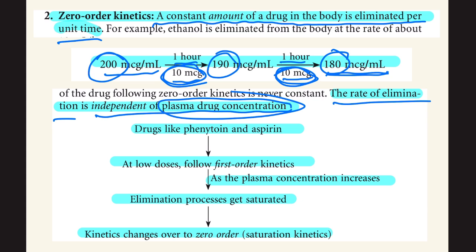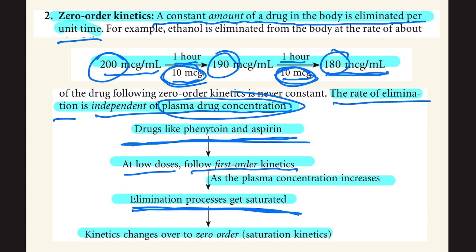Now drugs like phenytoin and aspirin at low doses follow first order kinetics, that is, a constant fraction of the drug is being removed. After some time, the elimination process gets saturated, and because of this the kinetics finally changes to zero order kinetics, and that is what is called saturation kinetics. That is, from a first order kinetic elimination to a zero order kinetic elimination.